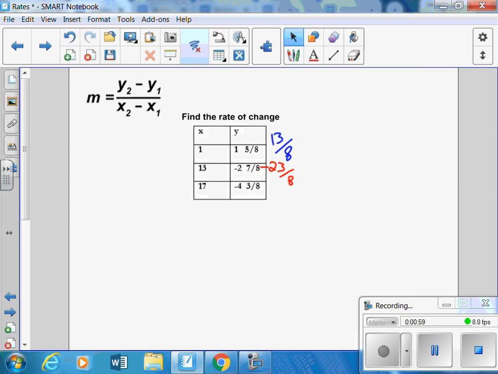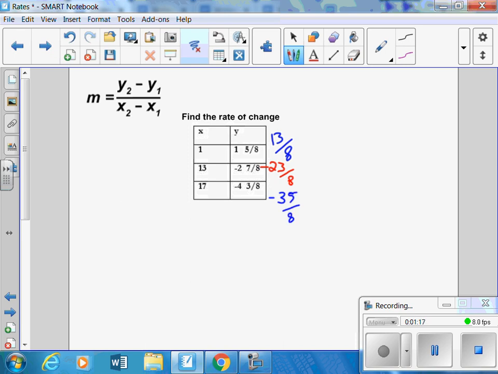And then the last one, let's take 8 times 4, which is 32. 32 plus 3 is 35. So this is going to become negative 35 over 8.